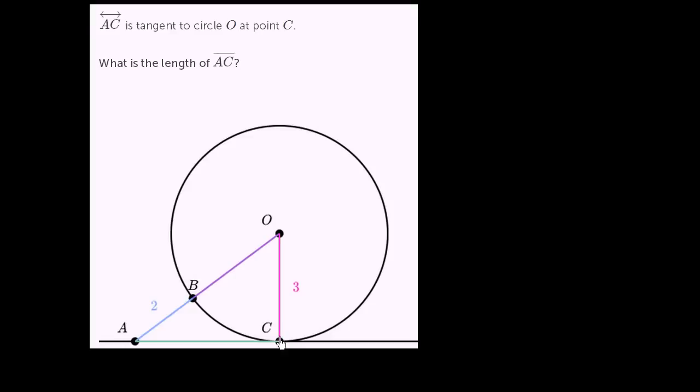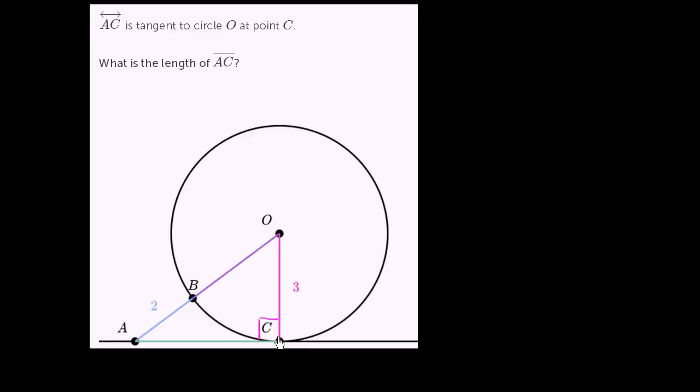So the key thing to realize here, since AC is tangent to the circle at point C, that means it's going to be perpendicular to the radius between the center of the circle and point C. So this right over here is a right angle. And the reason why that is useful is now we know that triangle AOC is a right triangle.